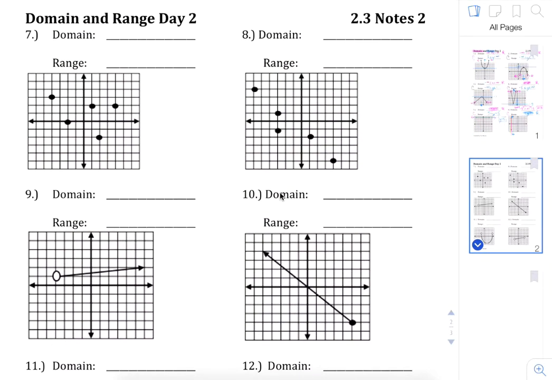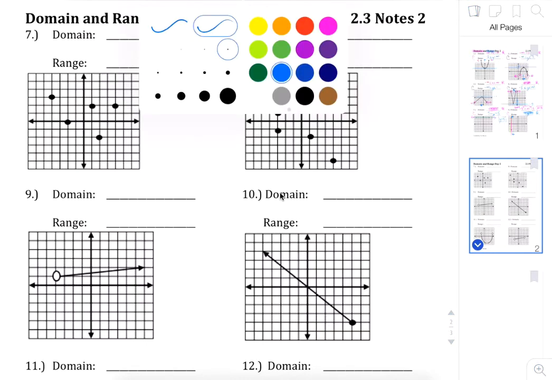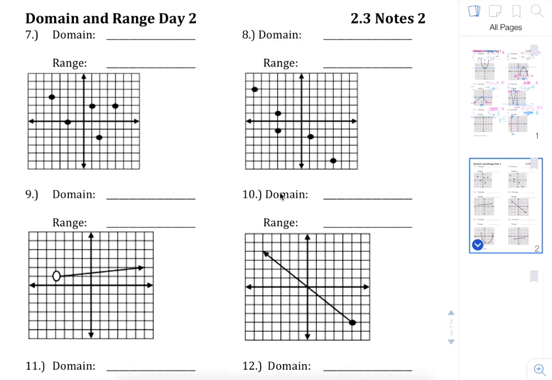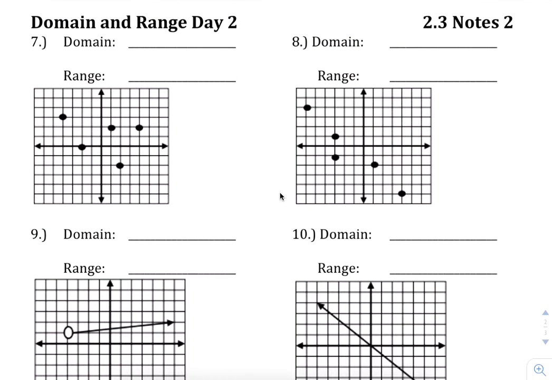All right, problem number 7. 7 and 8, I noticed that those have dots. Whenever the problems start with dots, here's what we want to do. We want to write out all of our points. So on this problem, I have 5 dots. I'm going to write out 5 points. Same thing on number 8. I have 5 dots, so I'm going to write out my 5 points.